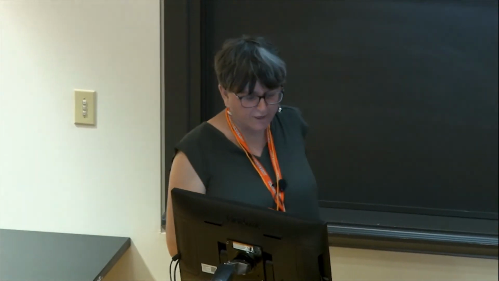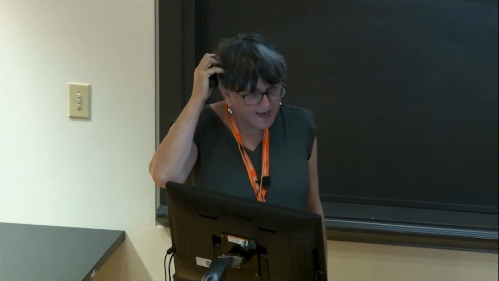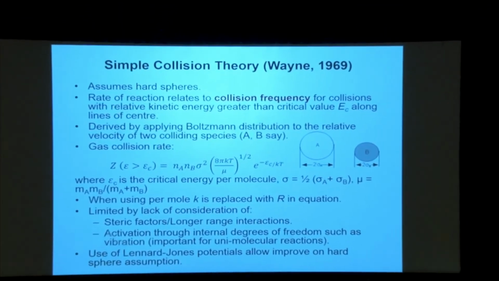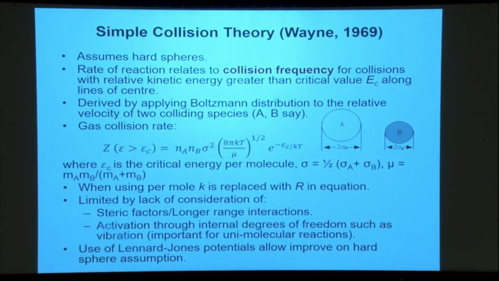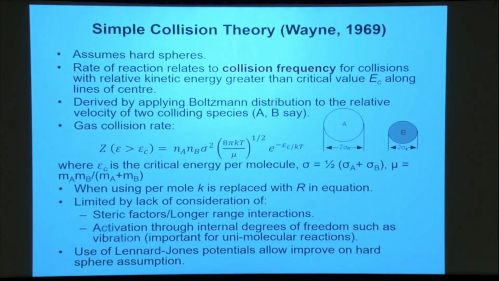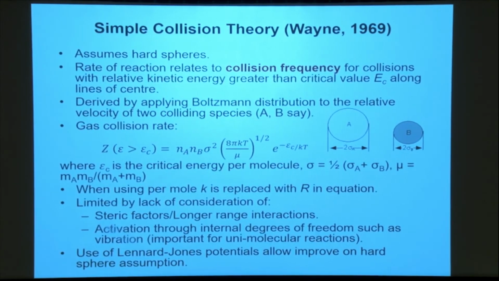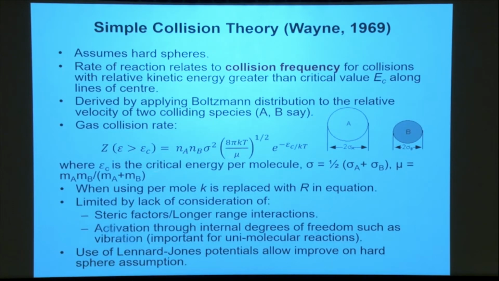Collision theory is the most basic theory. I mean, the reference I've used goes back to 1969, in fact. So basically it's just saying that the rate of reaction relates to the collision frequency for collisions with kinetic energy greater than this critical value, which we can think of as an activation energy, along the right orientation. So this is kind of repeating what I said yesterday. The gas collision rate is given by this equation here, where we've got the number of molecules of A and B, the collision distance, the reduced mass, and then this term expressing the influence of an activation energy.